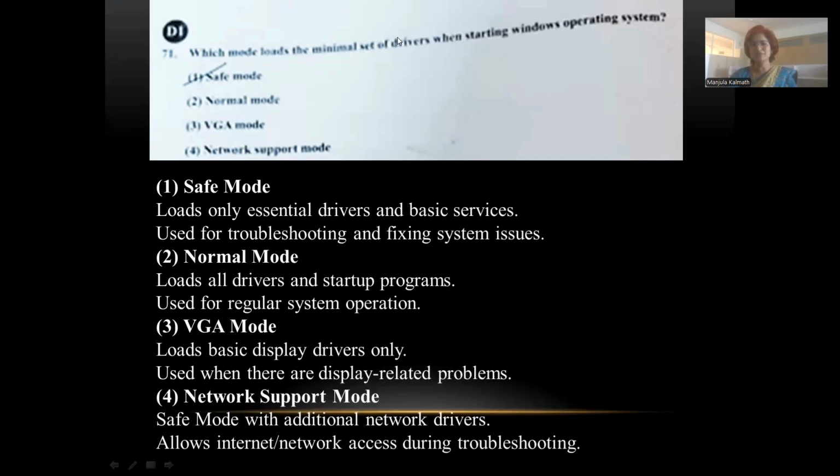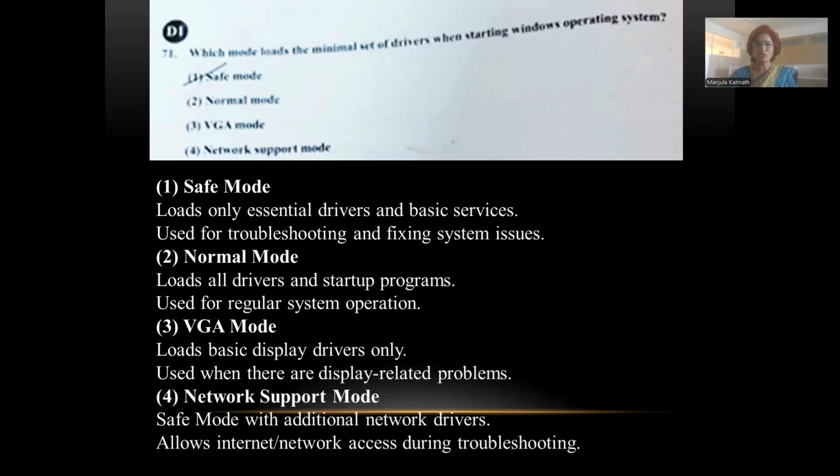When we start the system, first it will be loading all the drivers. Initially the operating system is in the hard disk. When we switch on the system, it is loaded into the main memory. When it is loading those operating system components, these are called the drivers here. So the minimal drivers which are necessary to start the system and make it work will be loaded in safe mode here. In safe mode, minimal drivers will be loading.